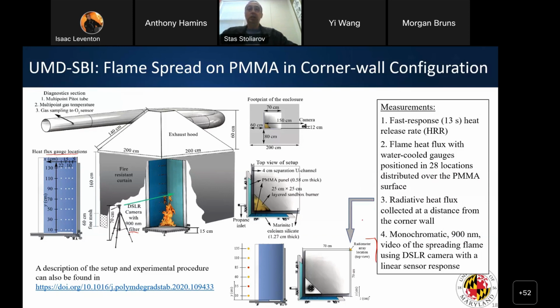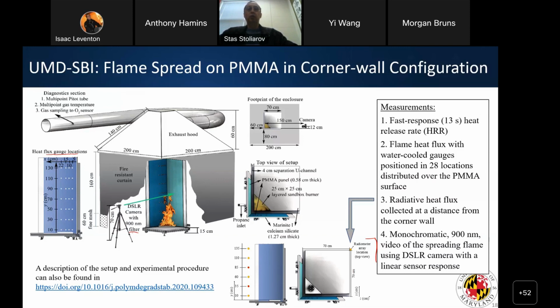So the heat flux gauges on the panel walls were designed to measure heat feedback from the flame, consisting of convective and radiative components. And the heat flux away from the corner was designed to measure only the radiative component. And our hope is that it will help you better resolve convective and radiative components of the heat flux from the flame by doing that. I think that's the essence of this test.